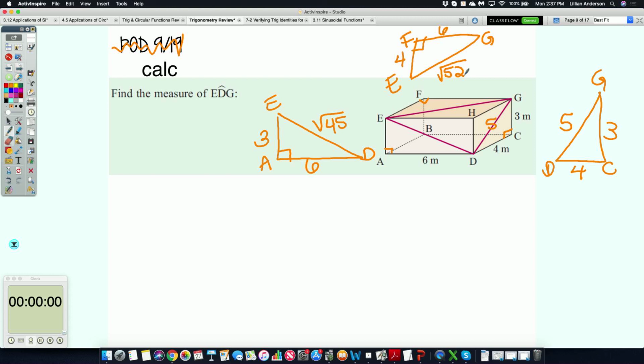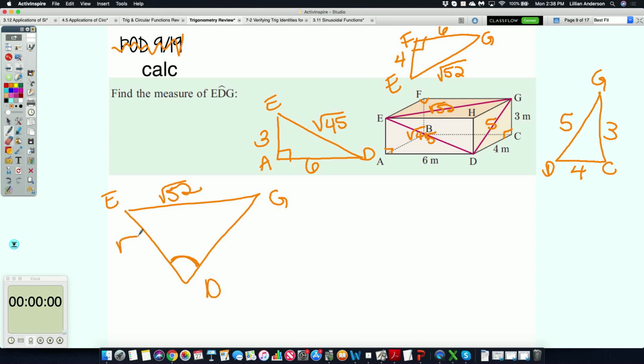Okay. Now, because I have all the sides for this particular triangle, it's asking me to find angle EDG. I'm looking for this angle right here. So what am I going to use to figure that out? Cosine. I'm going to use the cosine rule. Cosine of angle EDG is equal to, 85.3. How'd you get that?